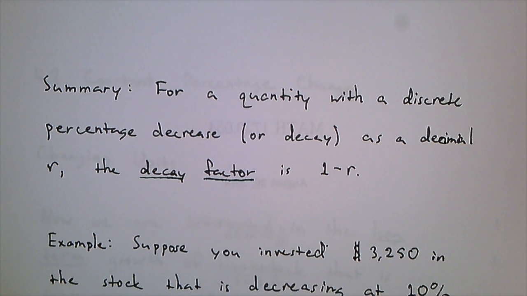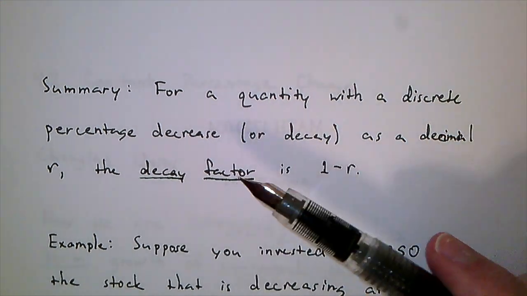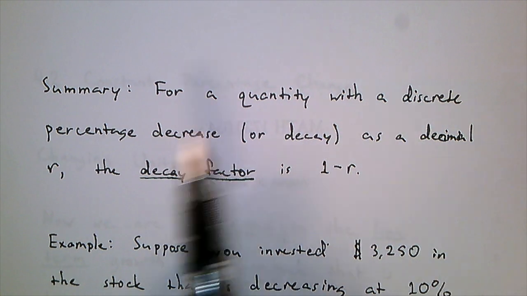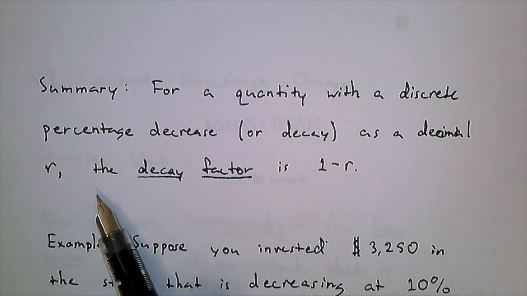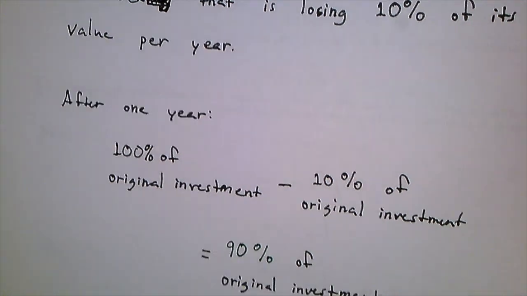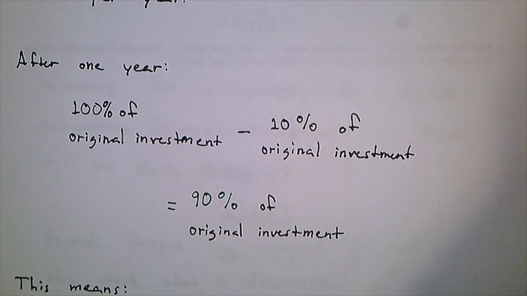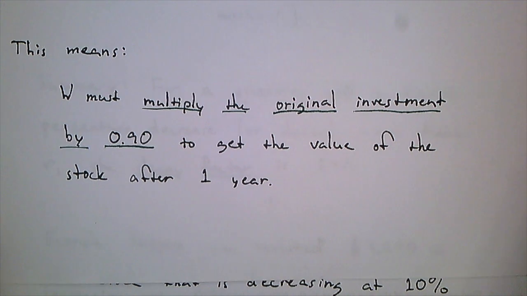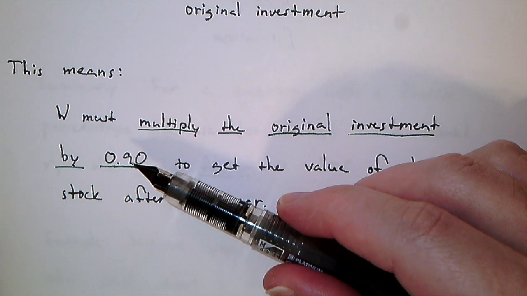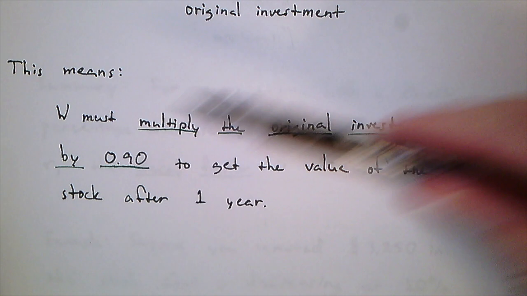Let's summarize. For a quantity with a discrete percentage decrease, otherwise known as decay, as a decimal r, so we've already converted to decimal, the decay factor is 1 minus r. Comparing this to the example that we just finished, we had a percentage decrease of 10%, and my multiplication factor is 0.90. And 0.90 is 1 minus 0.10, or 100% minus 10%.